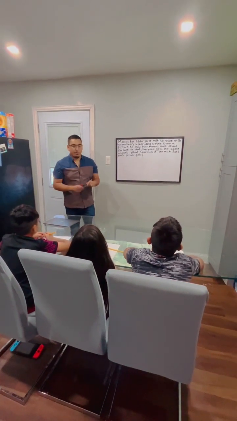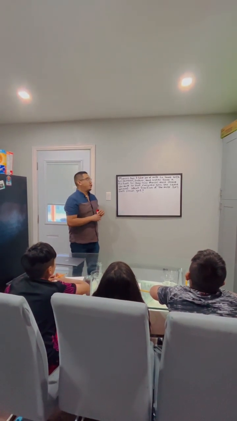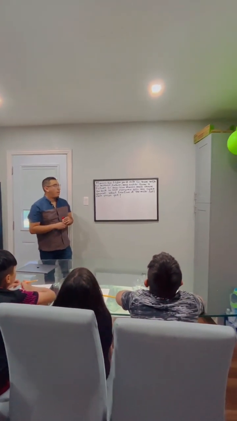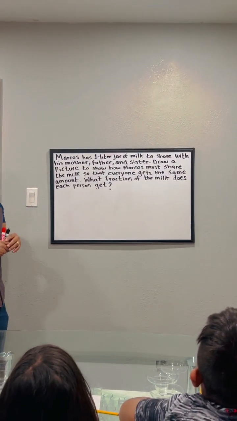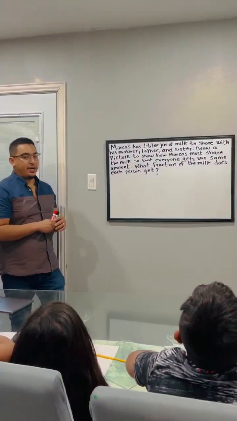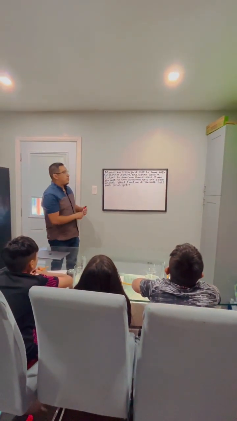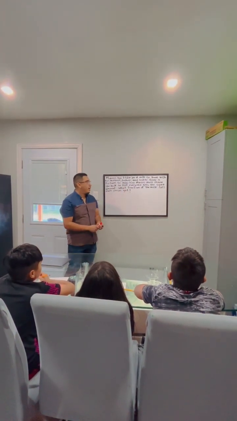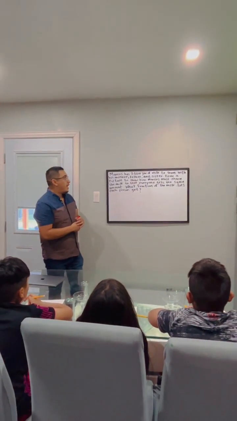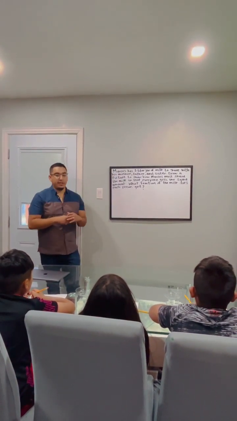Okay, so this is a problem that you're working on your own. I'm going to read it to you to introduce it. This one says, Marcos has a 1 liter jar of milk to share with his mother, father, and sister. Draw a picture to show how Marcos must share the milk so that everyone gets the same amount. What fraction of the milk does each person get? So this problem is asking you for 2 things, right? It's asking you to draw a picture showing how Marcos must share the milk equally, and then it's telling you to write the fraction of what part of the milk each person gets.